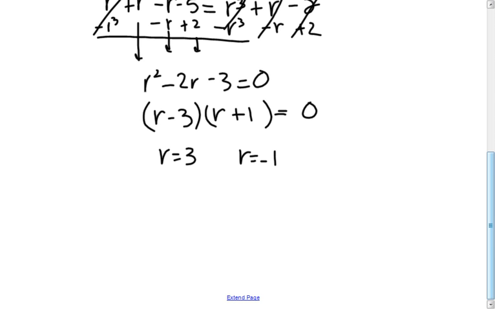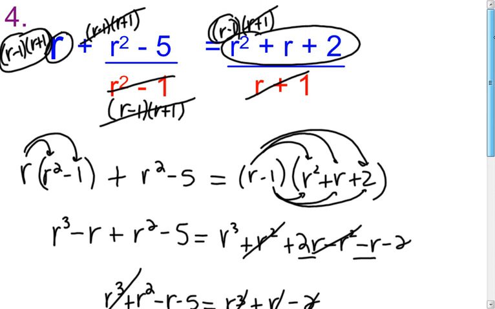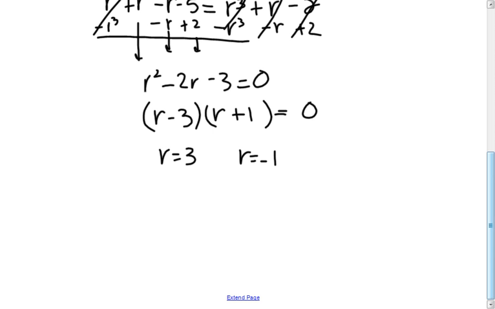But again, I want you to plug them in and make sure that that does not make any of your denominators be 0. And the problem is if you plug in negative 1, if I plug in negative 1 right here, negative 1 squared is 1, minus 1 is 0. So negative 1 isn't going to work because it will make that denominator be 0. And that's not okay. So r equals 3 is actually the only solution in this case.